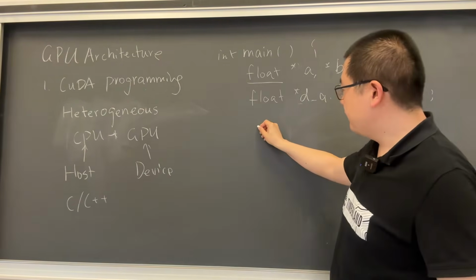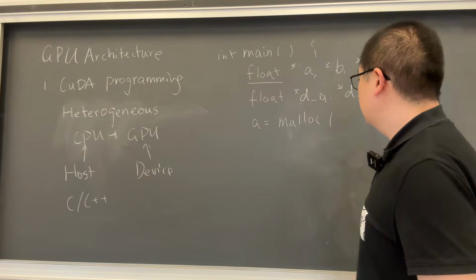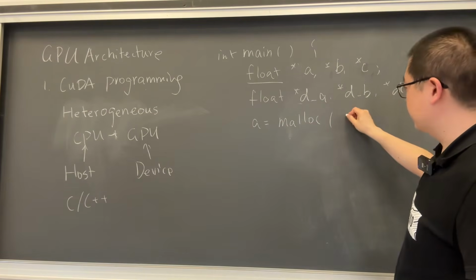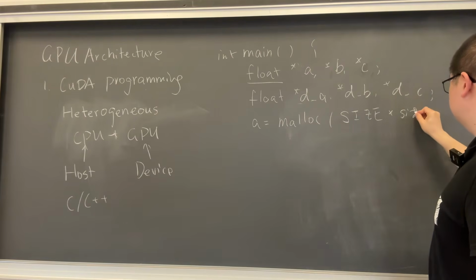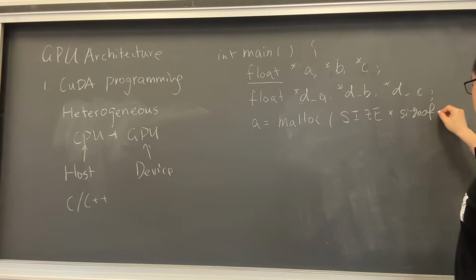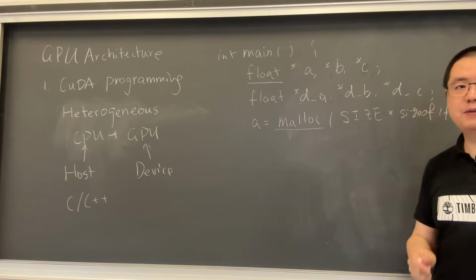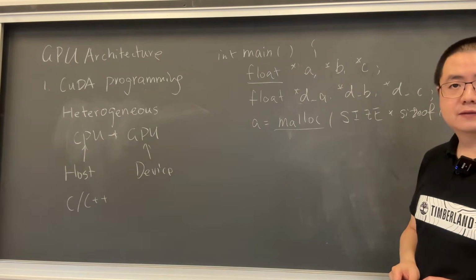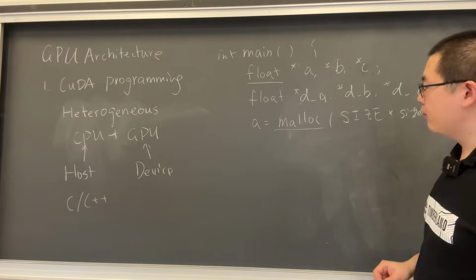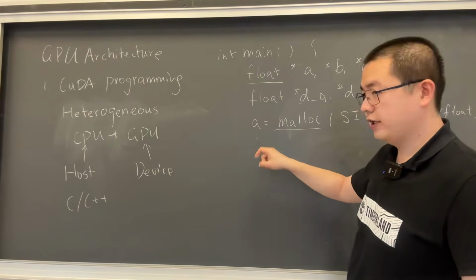Then for A and B and C, we write something like A equals malloc, then malloc what? Let's say size multiplied by size of float. Okay, we malloc something. Now when we say malloc, this is a memory allocation that is on the heap and is stored in the CPU memory, right? Now, if we want to allocate into the GPU memory, what do we do? Of course, we need to allocate B and C, okay?